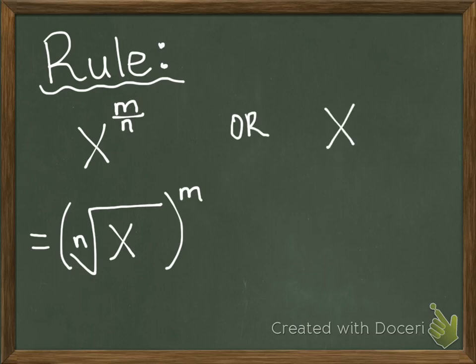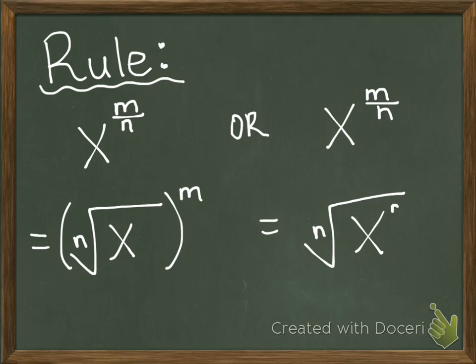Or I could take the exact same power and rewrite it in the following way. I can take my base, which is x, and that still is my radicand. My index is still n because that's my denominator, but instead of writing my exponent outside of brackets, I can take my m and just write it underneath the radical as an exponent to the radicand. So these are two different ways that I can rewrite a fractional exponent as a radical.